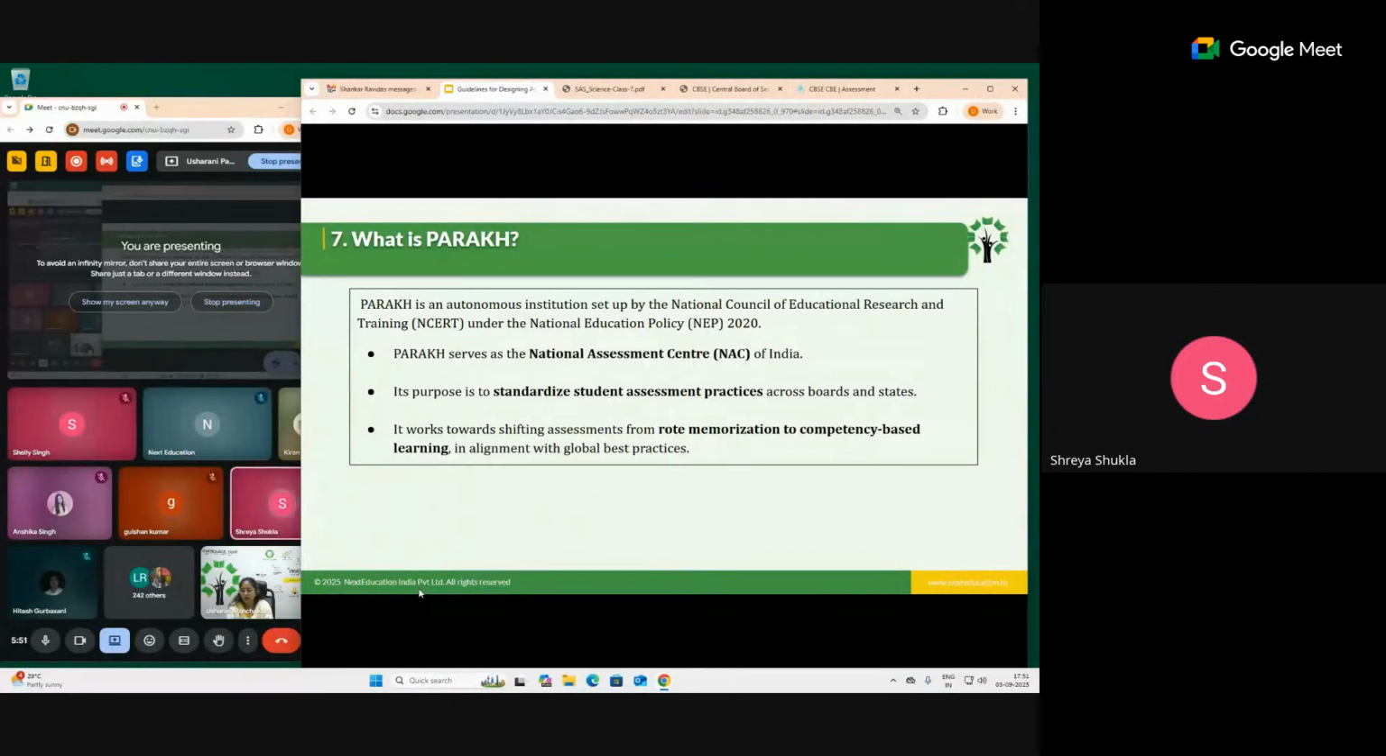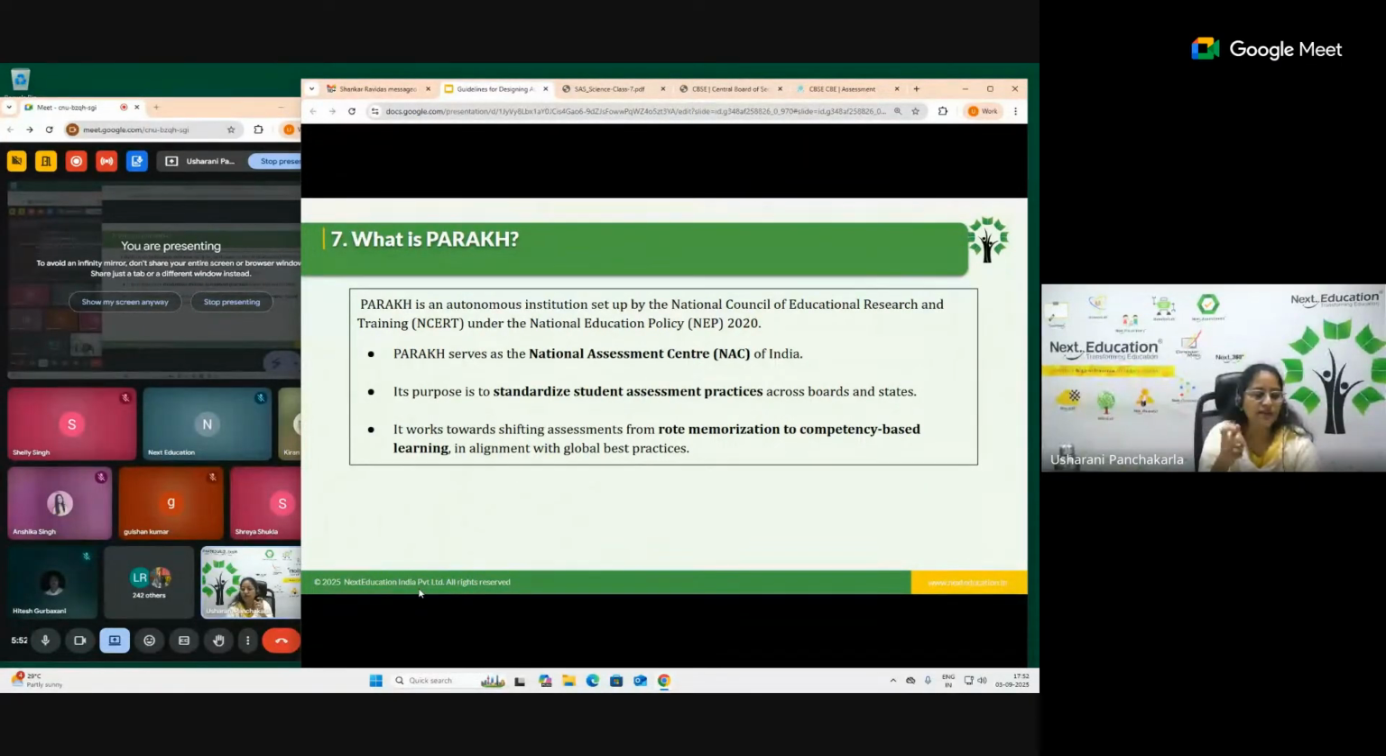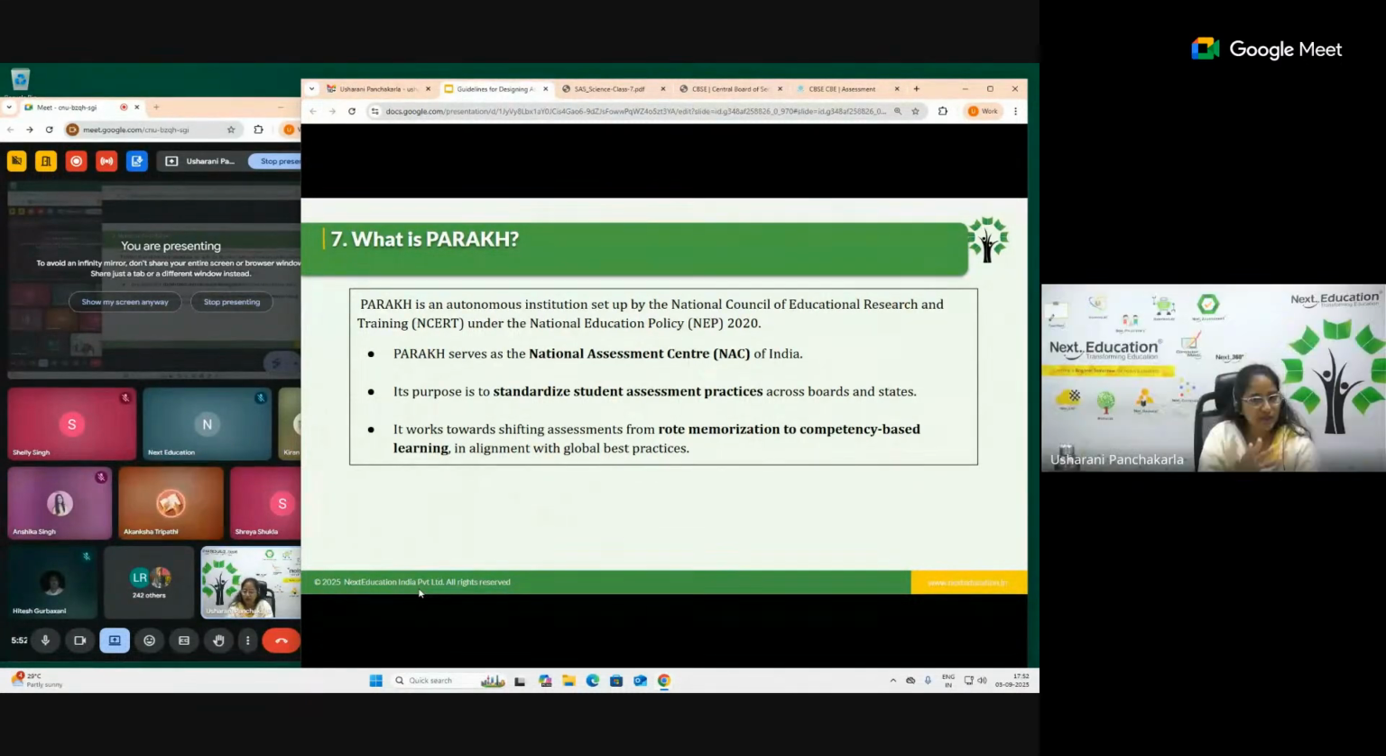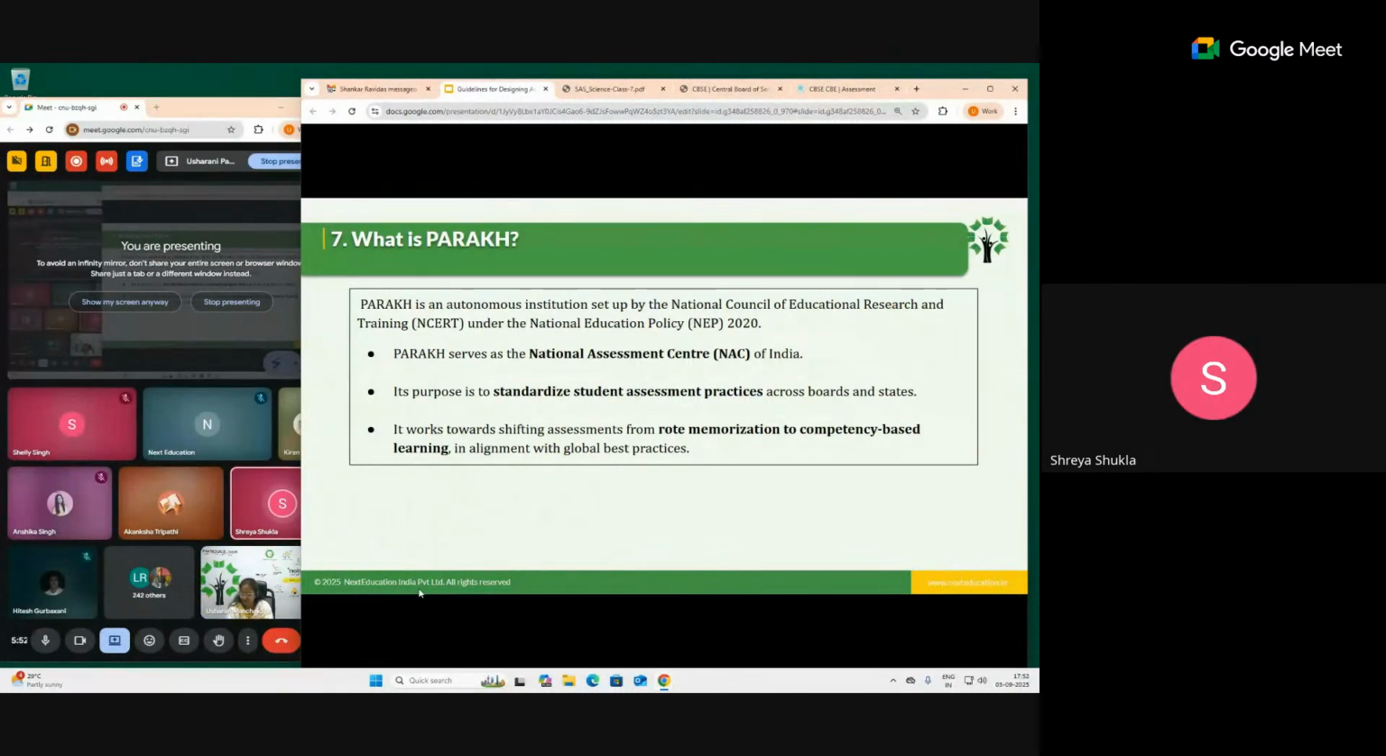Ma'am, SAFAL helps to track the learning level of the student also. Yes, it will identify the learning gaps even. Do you agree? Yes, that is the second point. Any other? So now, PARAKH is only for CBSE schools, or all schools like state boards? All national level schools. Yes, all the national level boards. It helps to guide the state and review the students' assessment.